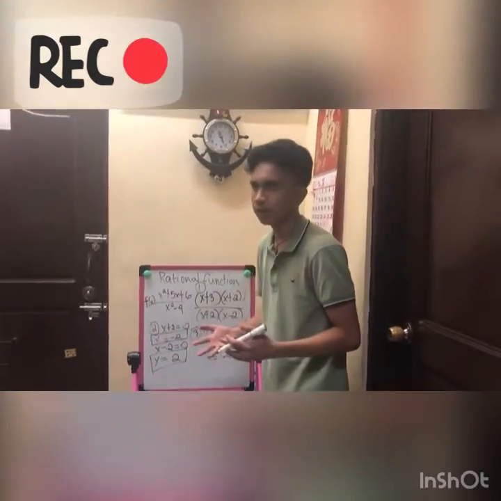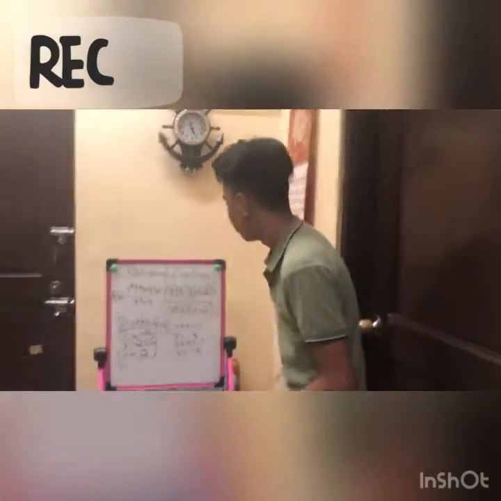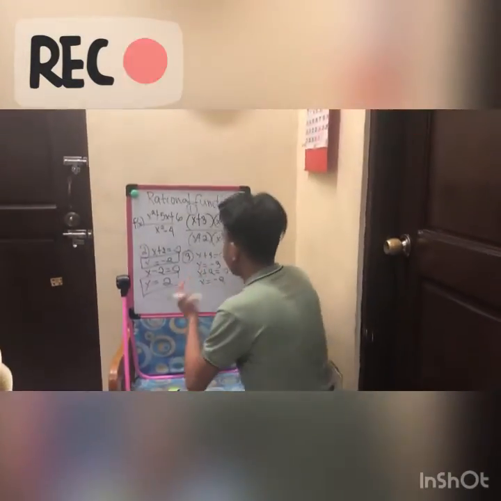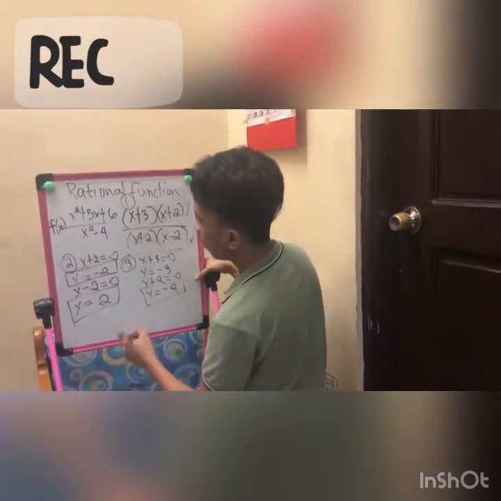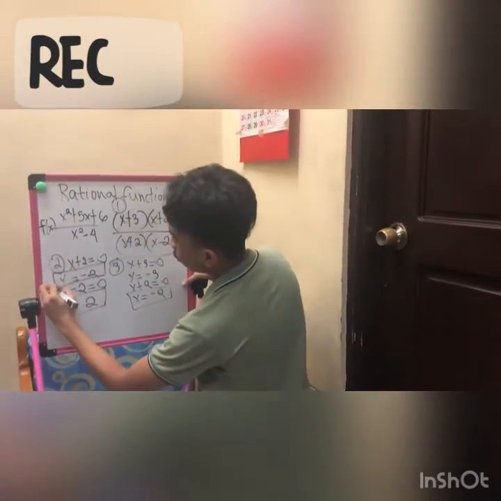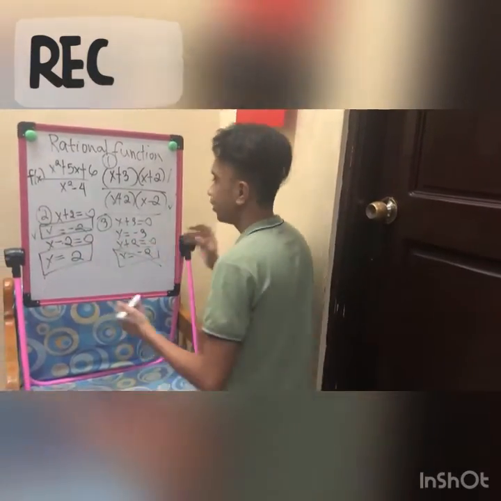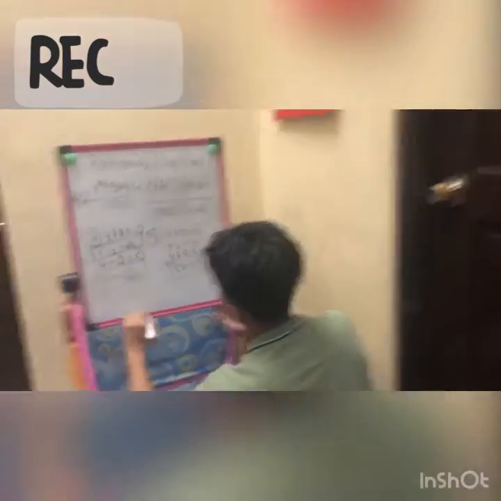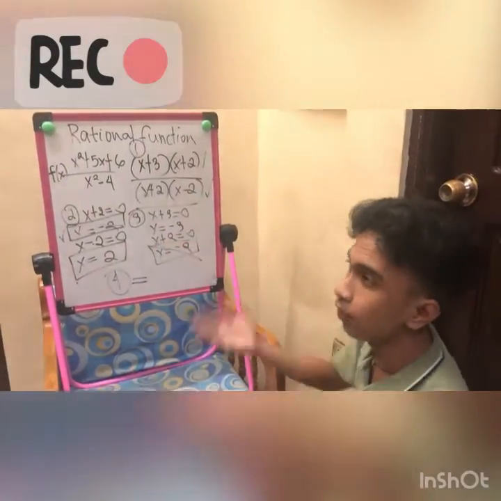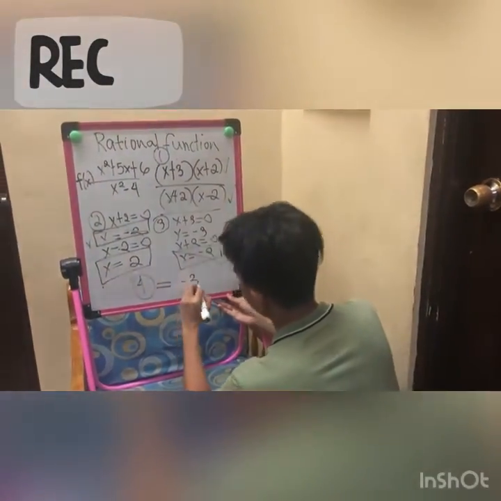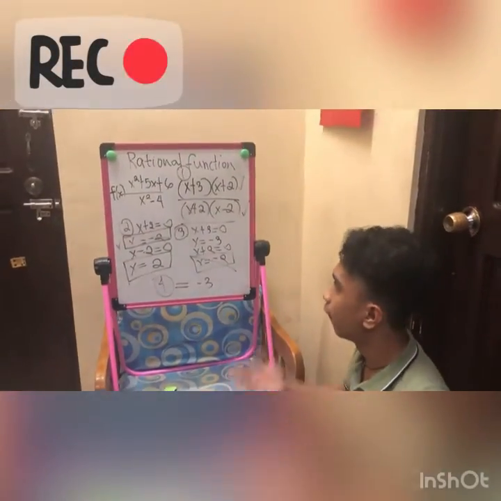Now for the fourth step, we must analyze the values of the second step and third step. Restriction, we said before that restriction can't be the answer. So if the values of step 3 are the same as the values of step 2, that's not the answer. So the final answer here is negative 3. It is the value of the zero of the rational function.